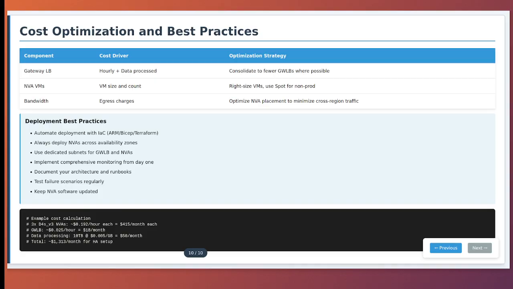Performance optimization tips. Place your GWLB and NVAs in the same region as your workloads to minimize latency. Use accelerated networking on your NVA virtual machines for better throughput. Configure your NVAs for optimal performance. This varies by vendor, but often involves tuning buffer sizes and connection limits. Monitor CPU and memory usage to identify bottlenecks before they impact service.